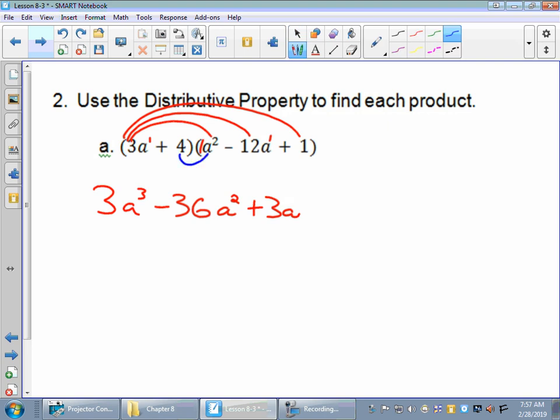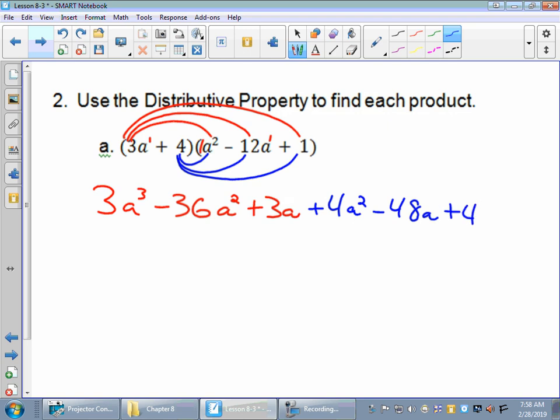So let's make sure we do that correctly first. So 4 times a is going to be a 4a squared. Right? And then we've got 4 times a negative 12a is going to give us a negative 48a, because 4 times negative 12 is negative 48. And we bring the a with us. And finally, the last one, 4 times 1 is a positive 4. They're both positives, so we get a positive answer.